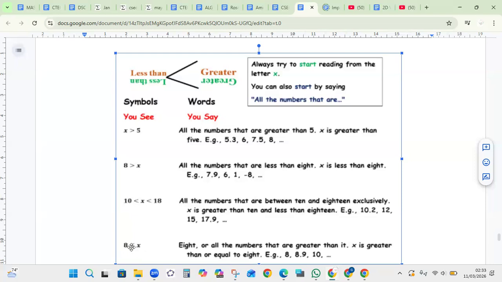X is greater than or equal to 8. So we start with 8. All the numbers that are greater than 8. You can start by saying 8 also. 8 and all the numbers that are greater than 8. So X is greater than or equal to 8. For example, 8, 8.9, 10, etc. Always start with the letter X.